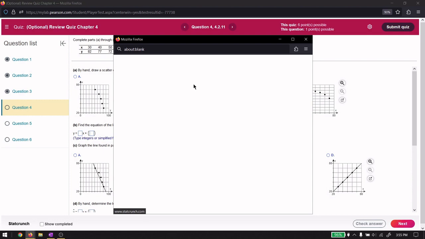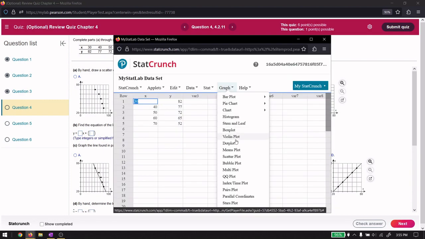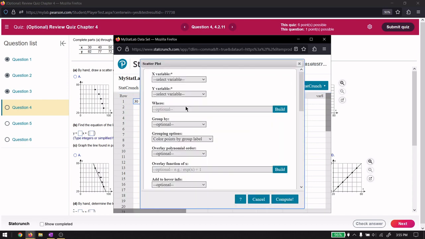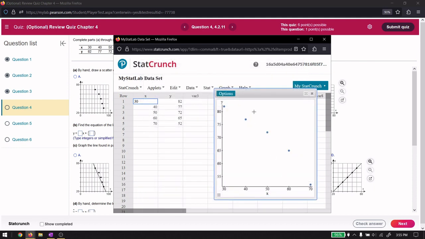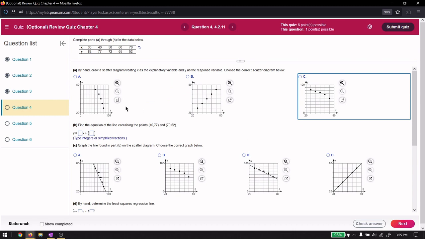So let's open it this way and then do graph, scatter plot. X and Y go into their slots, and then there's our scatter plot. Kind of a little bit of a bowed shape there, but that's what it looks like. Again, this is at 30, about 80, 30, looks like this one right here, C.